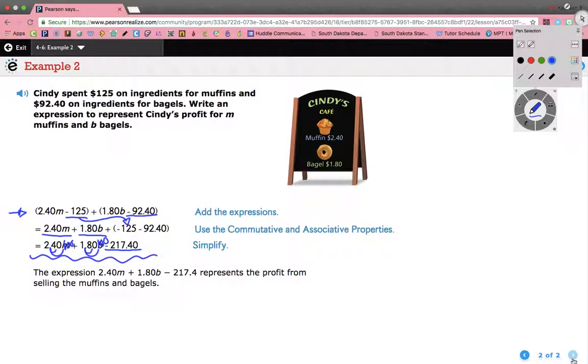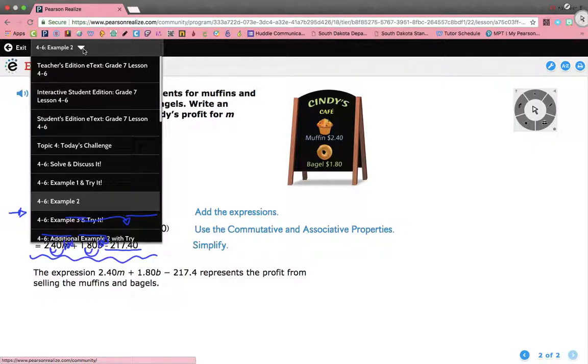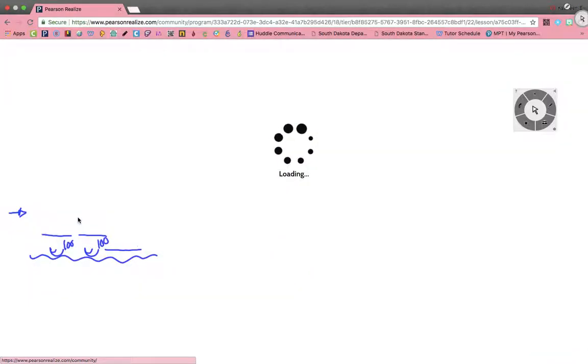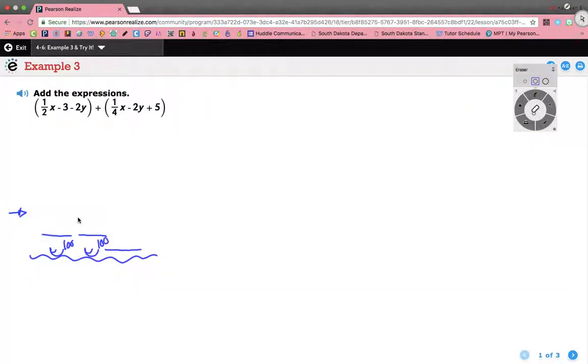Okay, so there's one more example here. If I can get my cursor back. Example 2, we go to example 3. Is it going to switch for me? Go. Add the expressions. All right, here's a straight figure it out question. There's no fancy story problem that we have to deal with.